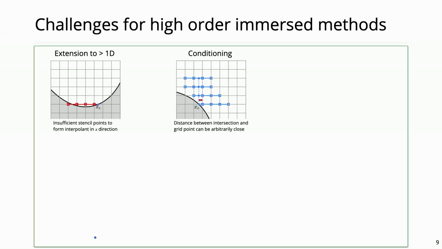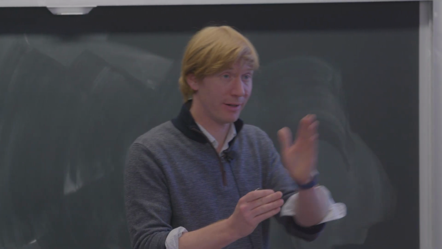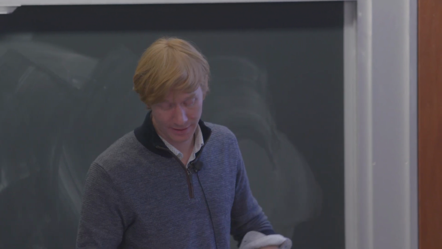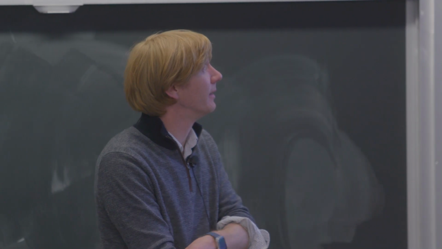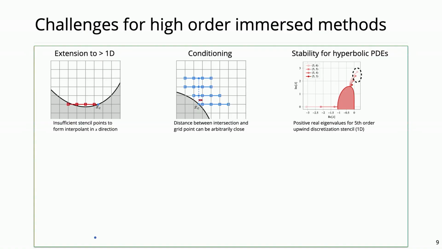Conditioning might be a problem because we might try to form a polynomial where a grid point sits very close to my boundary point, right? The boundary point can be anywhere on the grid. And so that leads to an ill-posed polynomial formulation. Stability for hyperbolic PDE is an issue.